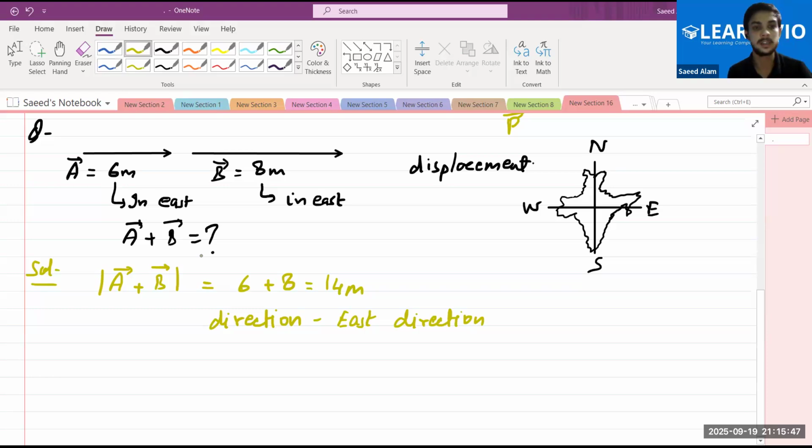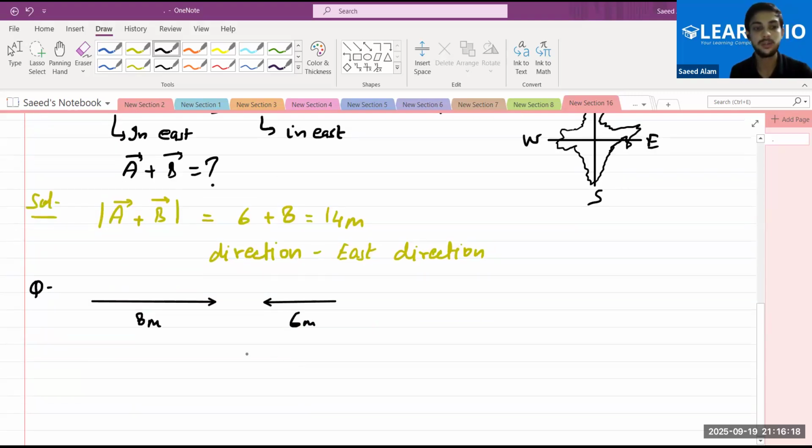Now, the next question that I'm asking you is this: previously the case was that, now the case is that somebody had moved 8 meter like this, and somebody had moved 6 meter like this. So this was 8 meter and this was 6 meter. Now, if I ask you what will be A plus B, will you be able to answer me correctly?